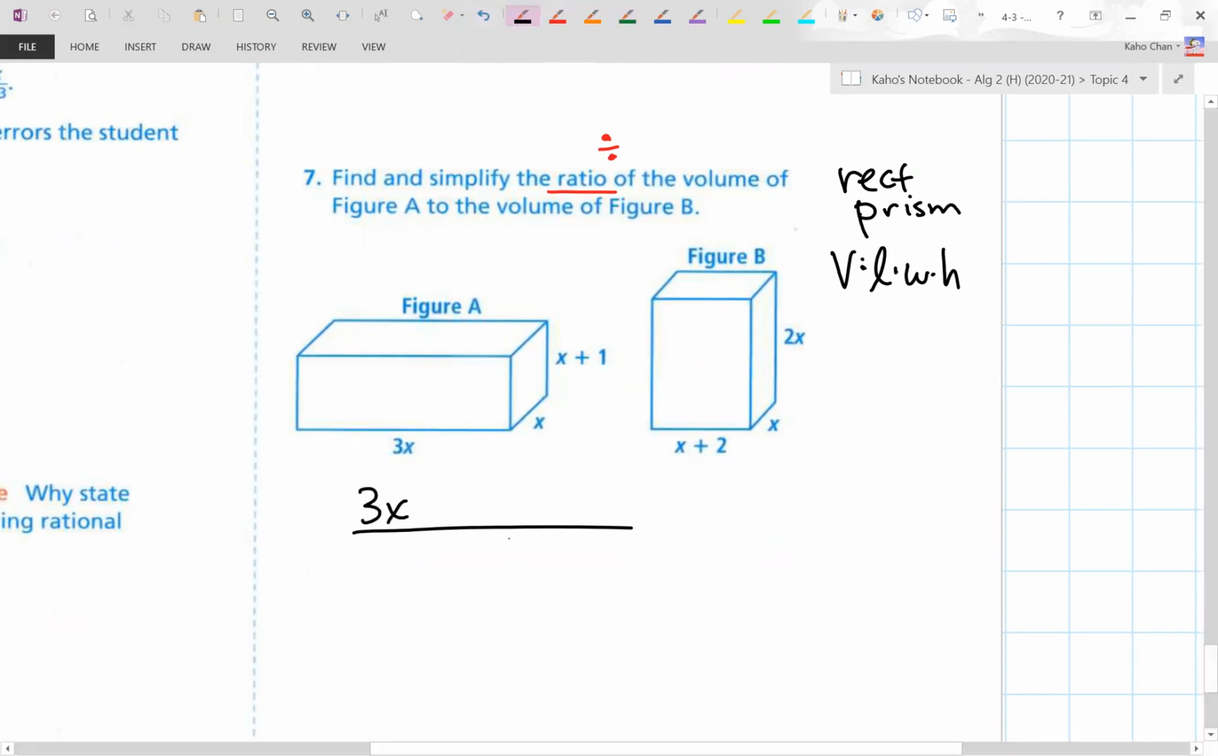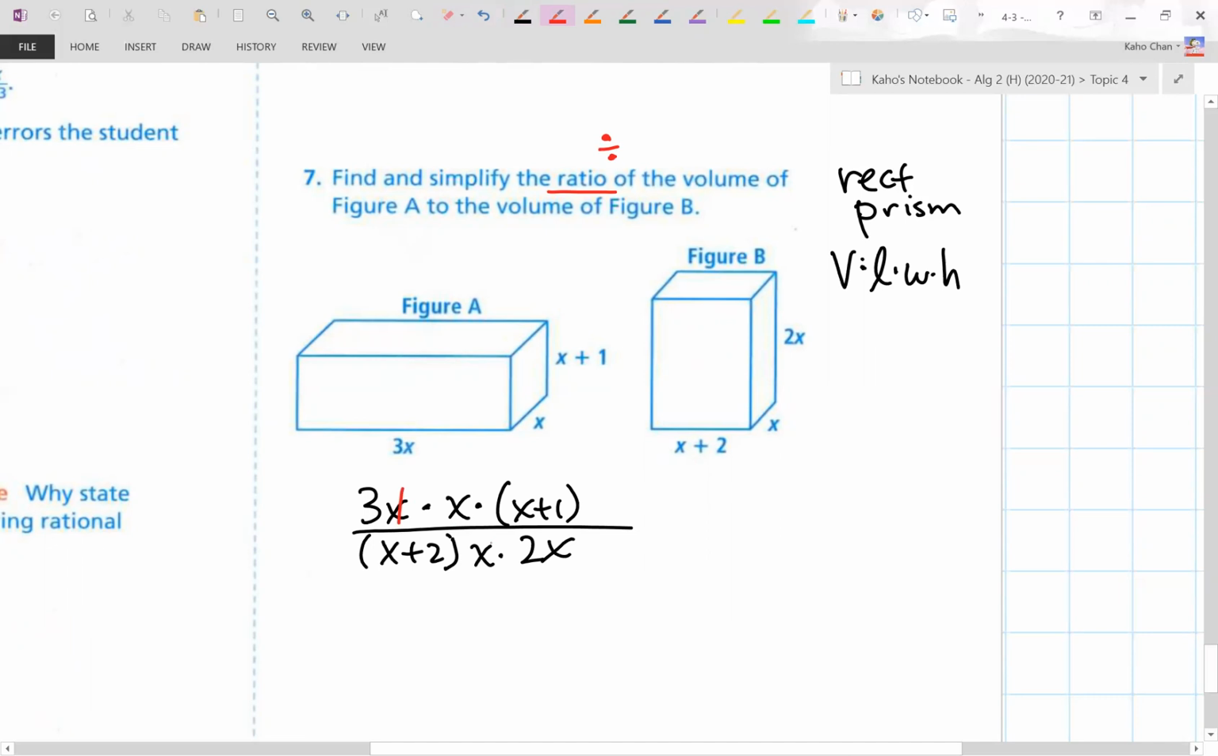That's it. There's your length for figure A, width, and your height. Put that in the numerator, and we're going to ratio that with the second figure down there. Not a big deal. Looks like they don't ask us about domain. We'll just have to reduce it.